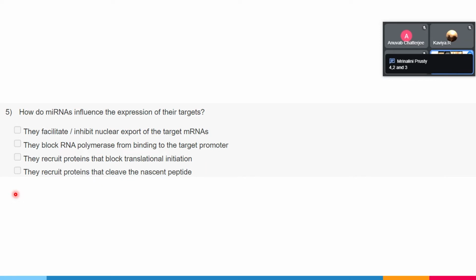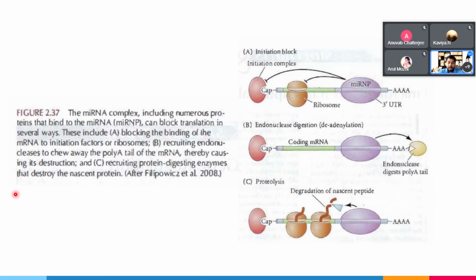Brinalini says 4, 2, and 3. That is, they recruit proteins that cleave the nascent peptide, they block RNA polymerase from binding to the target promoter, and they recruit proteins that block translation initiation. Sriyans also says they block RNA polymerase from binding to the target promoter, and they recruit proteins that cleave the nascent peptide. Mohan also follows up. He also says the same. Okay, so let us look into the solution slide.